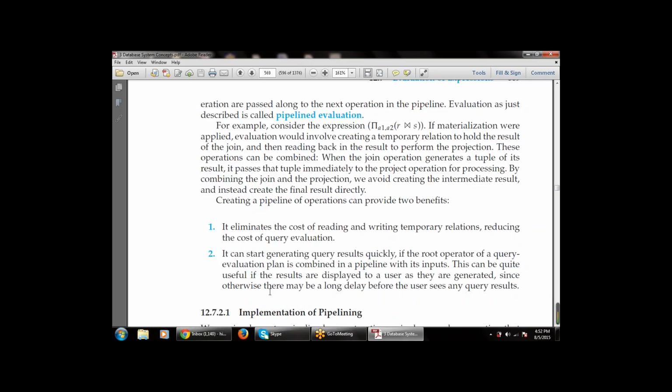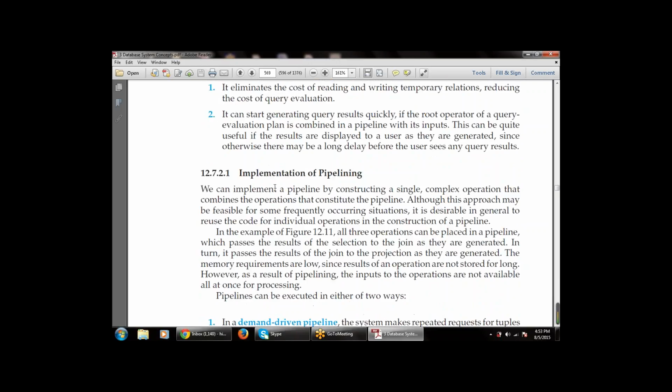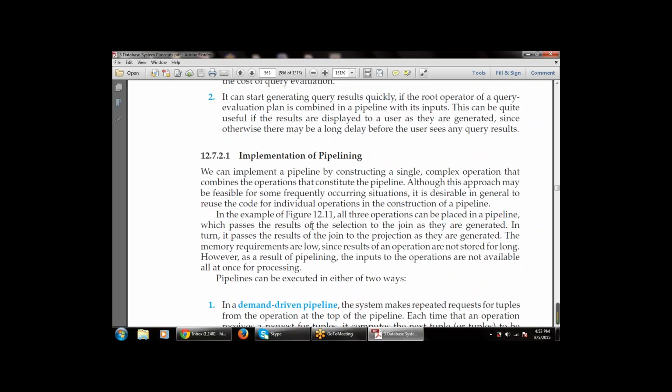Now, how to implement pipelining, that is our next topic. What are the various techniques and methods to implement pipelining? We can implement a pipeline by constructing a single complex operation that combines the operations that constitute the pipeline. Although this approach may be feasible for some frequently occurring situations, it is desirable in general to reuse the code for individual operations in the construction of a pipeline.